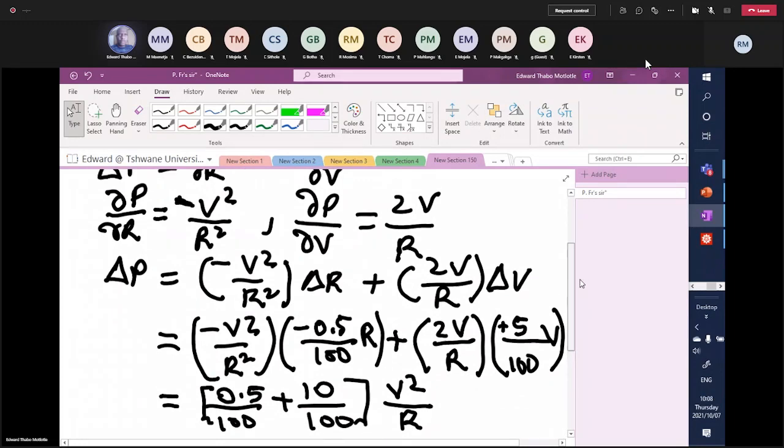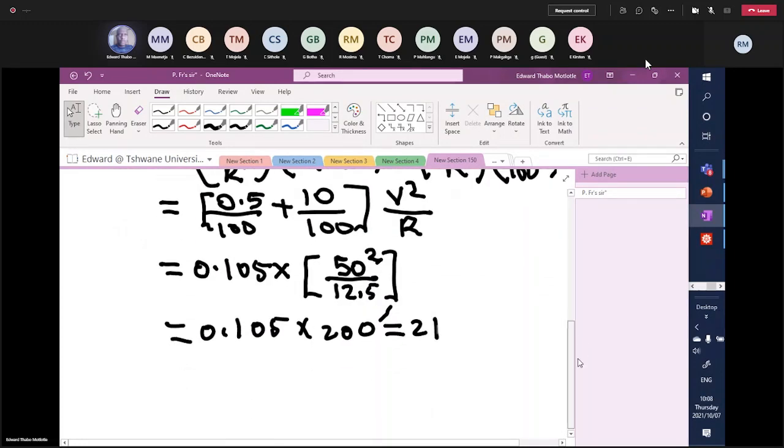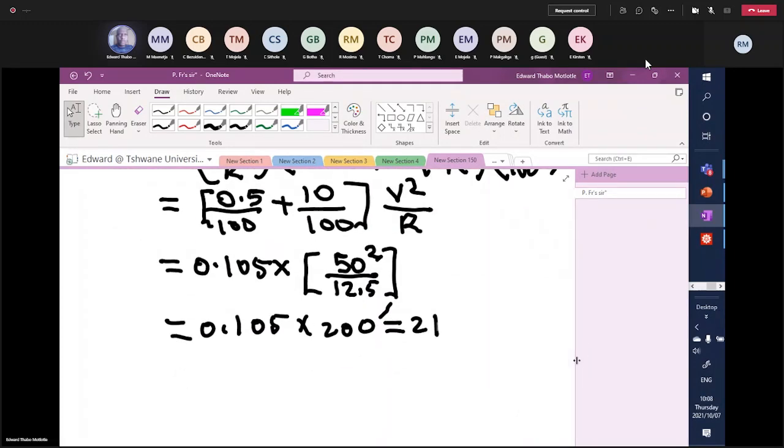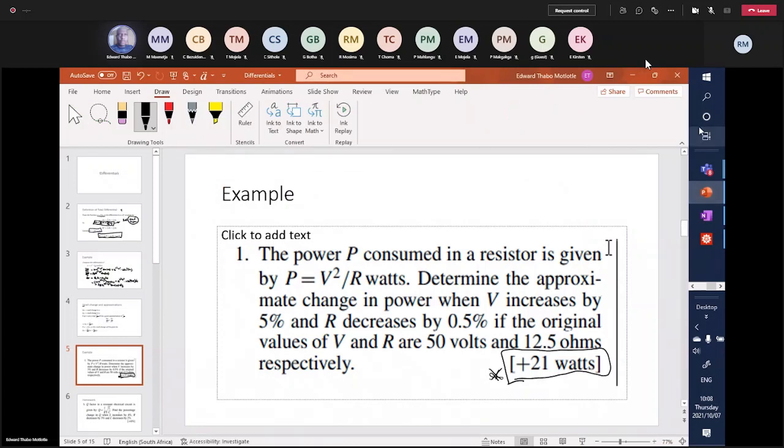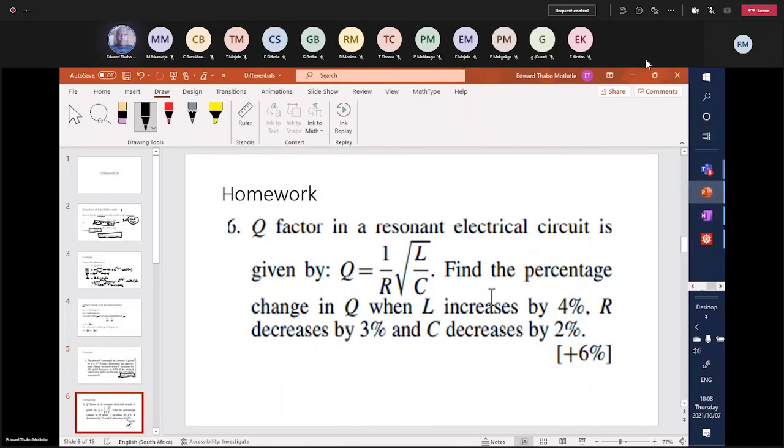So this is how you determine the small change. So I took one problem. So for you to solve this, you need to go to the notes that I've given you on calculus. There are problems there under small change and rate of change. So it's 21 watts. We'll put the unit there. So this one also, I took it from your notes, your textbook. So it's your homework to practice this type of method.